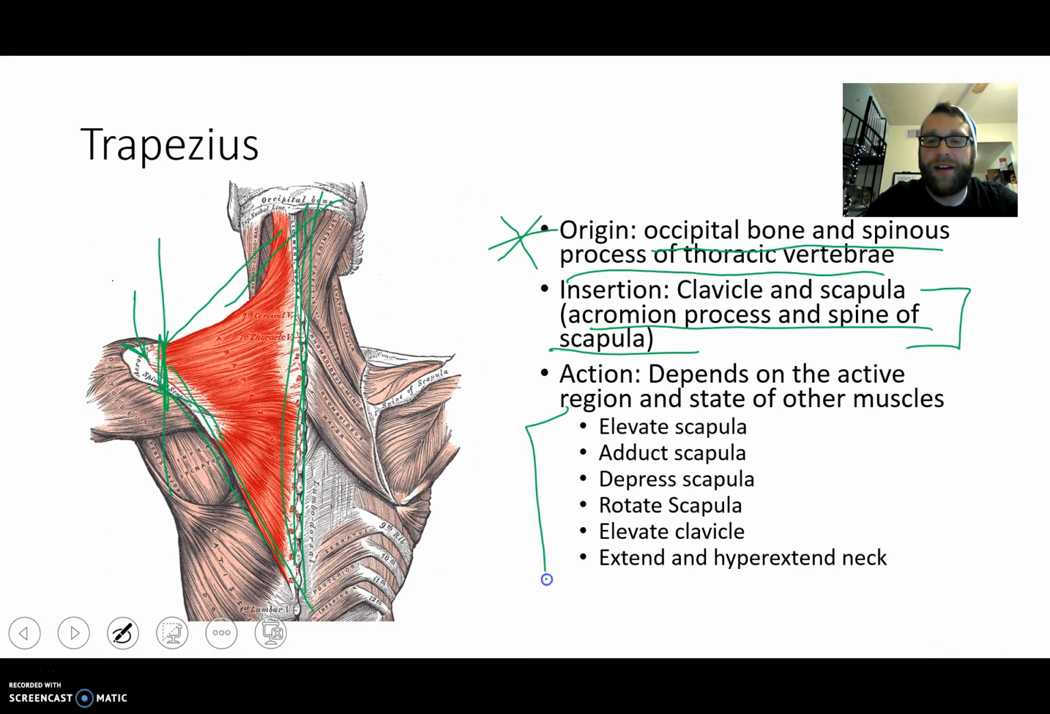Actions: if you look here, there are a lot of actions associated with the trapezius. Elevating scapula, adducting scapula, depressing scapula, rotating scapula, elevating clavicle, and extending and hyperextending your neck. If you have a hard day's work and your muscles are sore, sometimes you carry a lot of tension in your trapezius. That's that muscle up here.